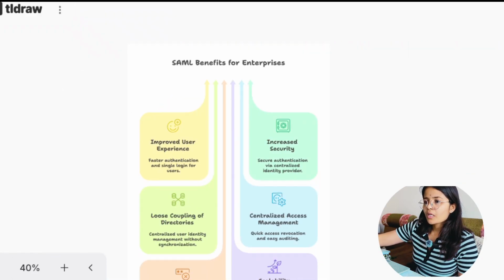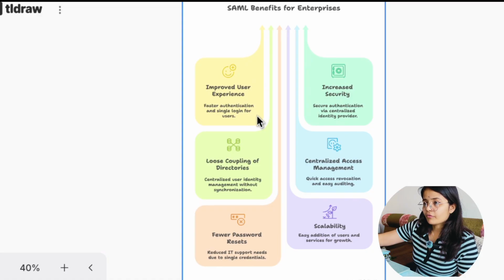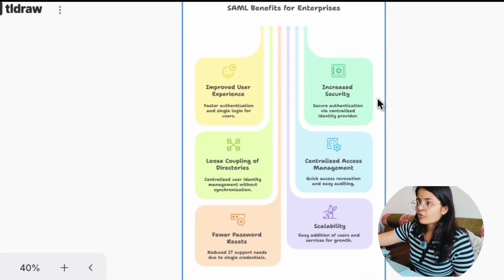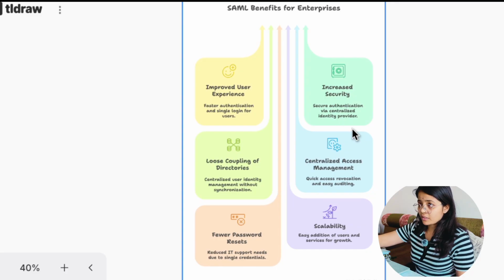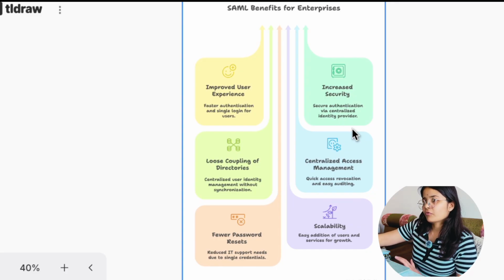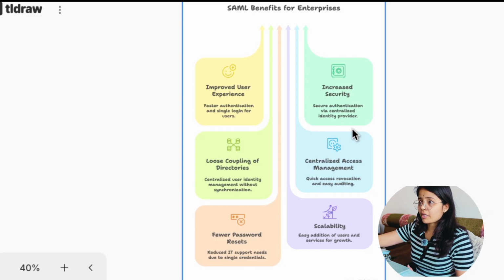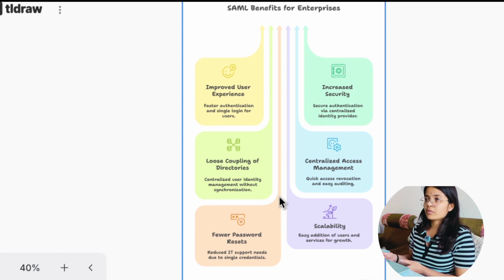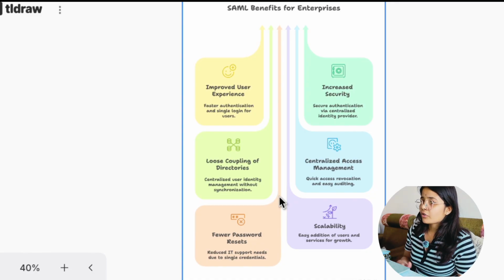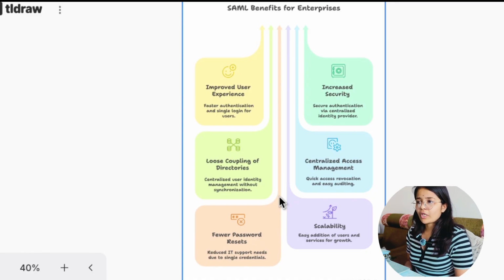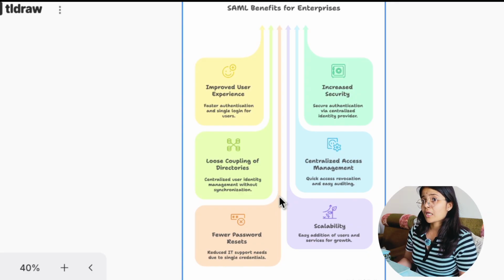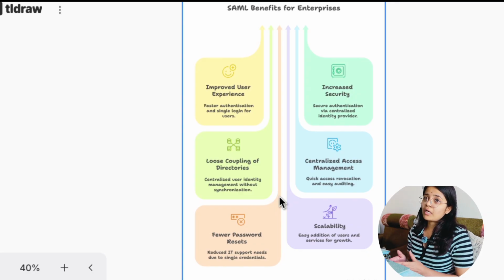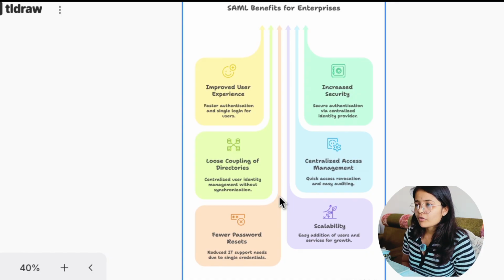Okay, now let's understand what the benefits are. Improved user experience because the authentication is faster, increased security because we do not have to maintain multiple passwords and credentials for multiple services, and there's a centralized identity provider. Loose coupling of directories because we do not have to manage and synchronize multiple services with multiple credentials. Then centralized access management, quick access revocation and easy auditing. If I want to revoke any user's access, I do not have to do it for each service one by one.